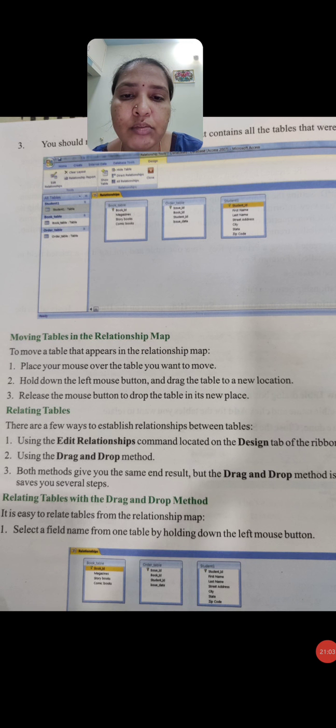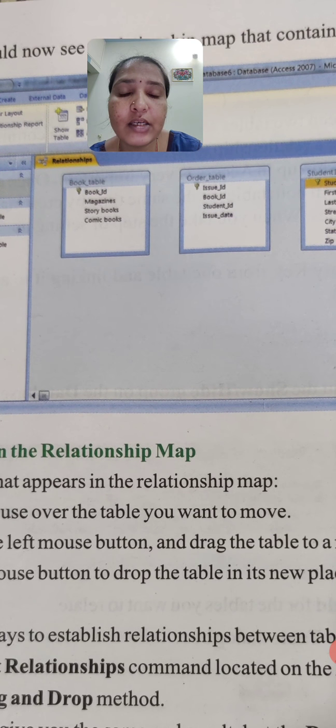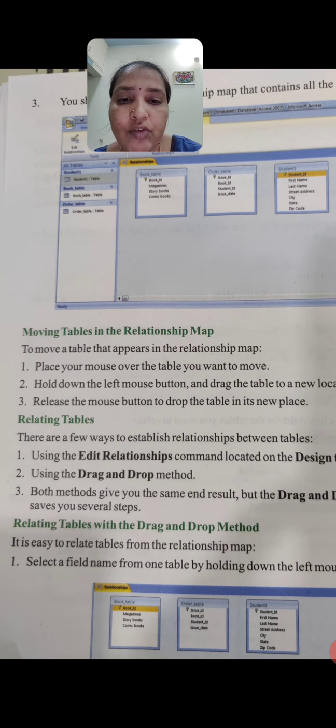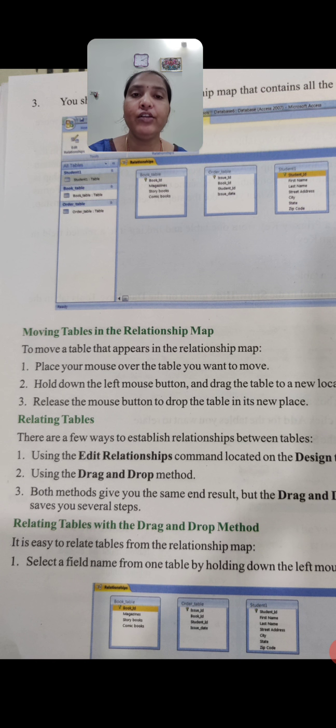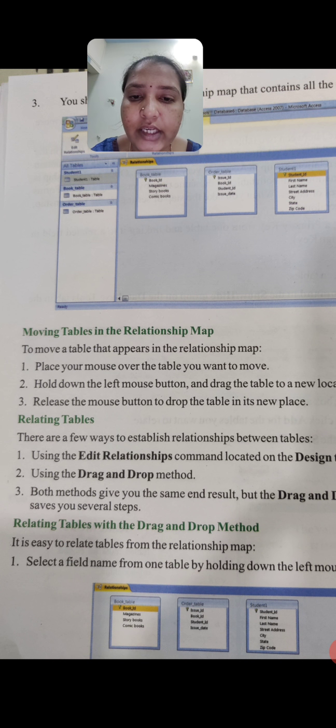Then we can move on to moving tables in a relationship map. How can they move the relationship? We have to keep the mouse on the table we want to move. For example, if you want to move a table from one place to another, we keep the cursor on the book table and move it. This is how we are moving. I will show you all this in your lab. Just go through it now.